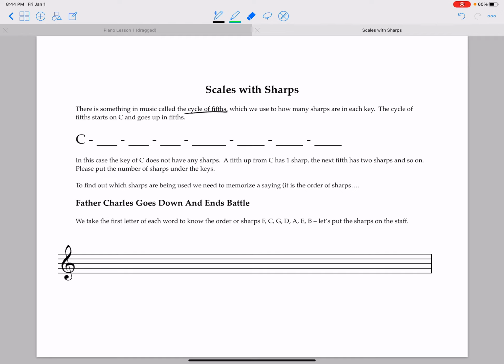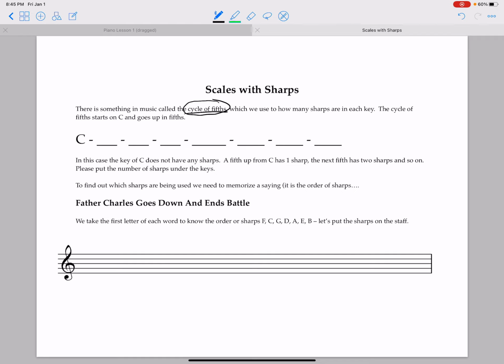If I were to say, let's do a C major scale, this scale would start on C and end on C. If we were to do an F major scale, the scale would start on F and end on F. Now to start out, we need to do something called the cycle of fifths. Here it is right here. The cycle of fifths is going through the musical alphabet and writing every fifth note.